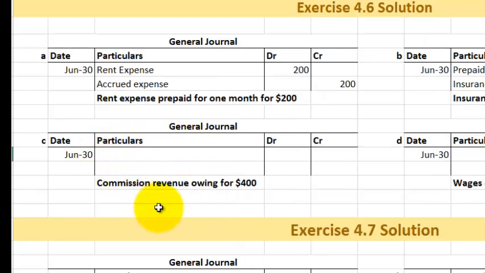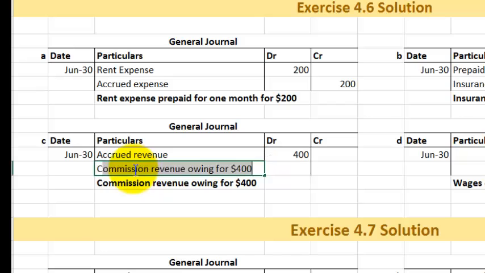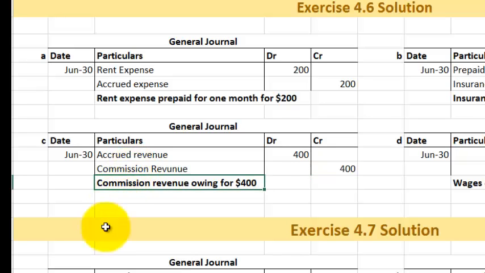Part C, we've had commission owing to us for $400. Right. So in this instance we've got accrued revenue. That's one of the accounts for our balance day adjustment, $400 simply. In this instance we've incurred, I better type that in properly. There we are. $400.